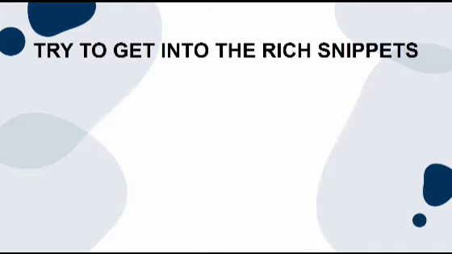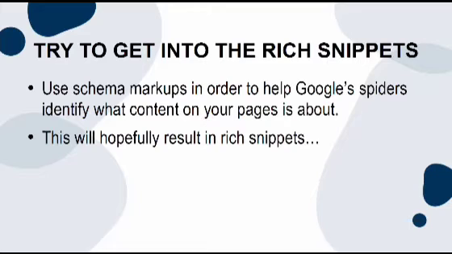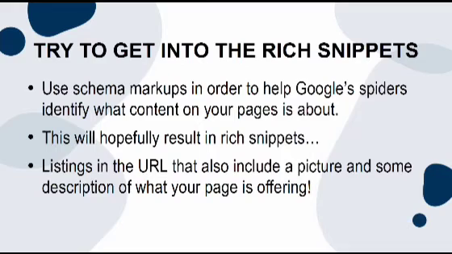Try to get into the rich snippets. Use schema markups in order to help Google spiders identify what content on your pages is about. This will hopefully result in rich snippets. Listings in the URL that also include a picture and some description of what your page is offering.